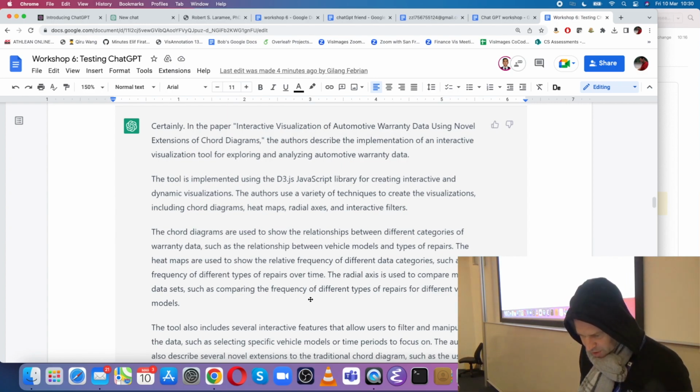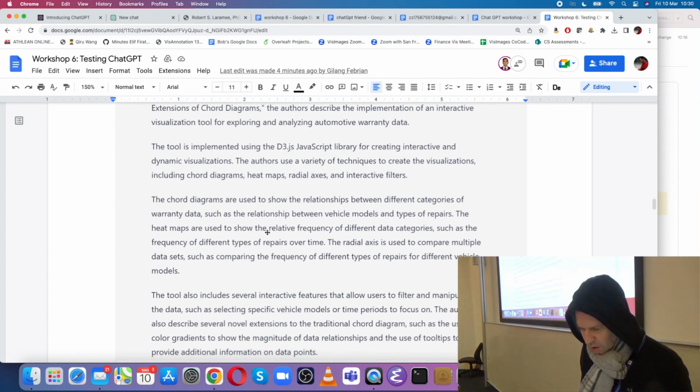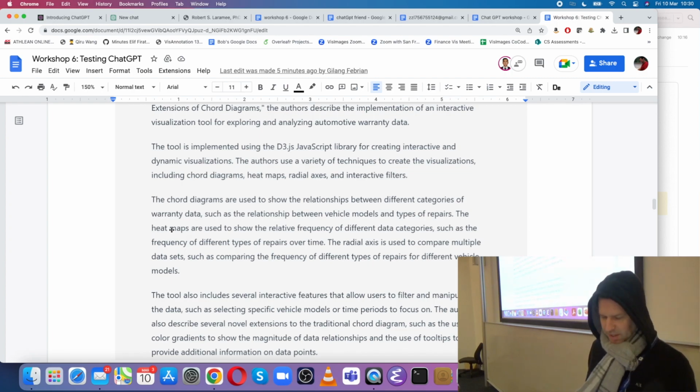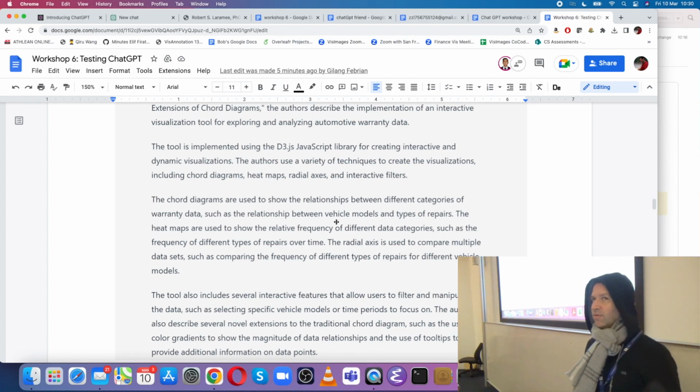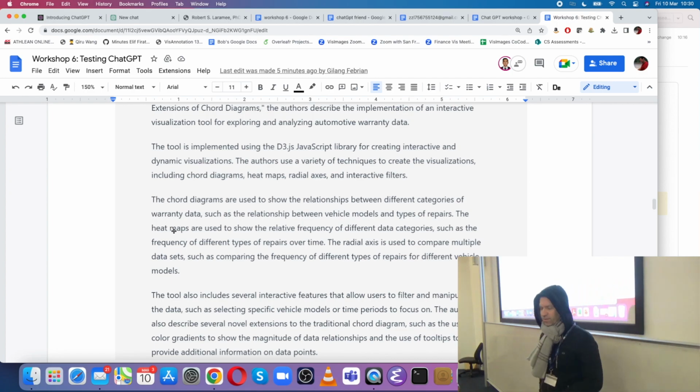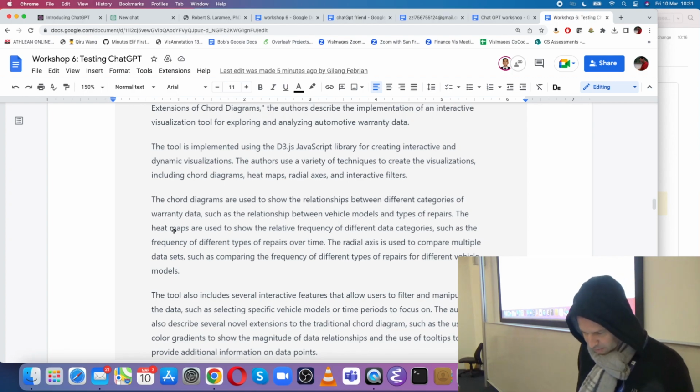Chord diagrams are used to show the relationship between different categories. The heat. Okay, that first sentence, true. Second sentence, not true, because there are no heat maps in this paper. But I know what it's trying to say. It's almost true. If this phrase was changed to the line thickness is used to show the relative frequency of different data categories, it would be correct. Or if it said the thickness of chord segments is used to show the relative frequency, then it would be correct. There's no heat map in there.